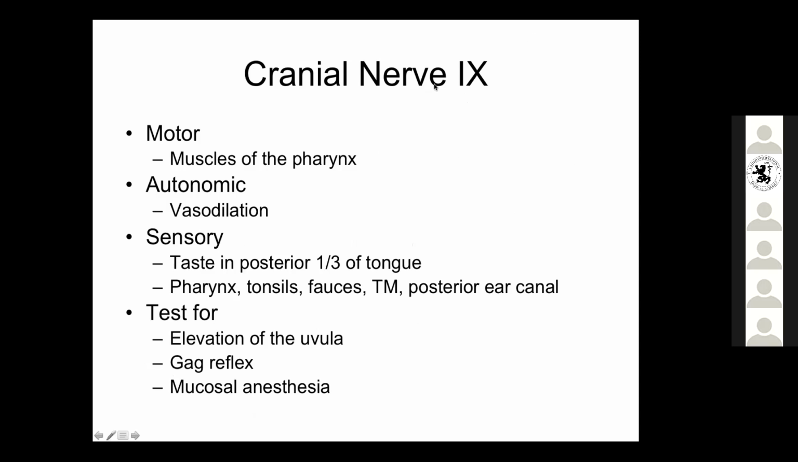Cranial nerve 9, glossopharyngeal, is responsible for controlling the movement of the muscles of the pharynx. It also provides sensory innervation, taste, for the posterior third of the tongue. So in order to test the function of cranial nerve 9, you have to do the gag reflex to see if there is some elevation of the uvula, and see if they're able to taste at the posterior third of the tongue or not.